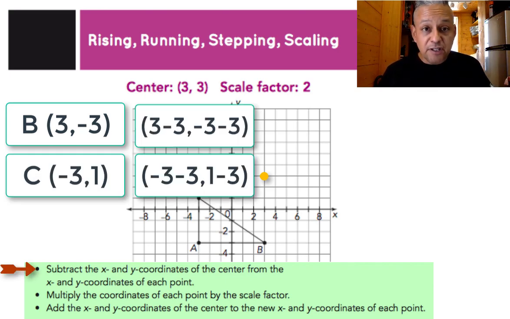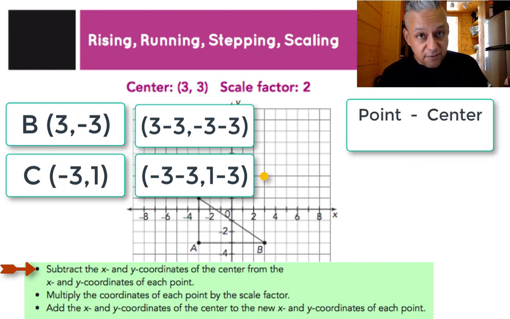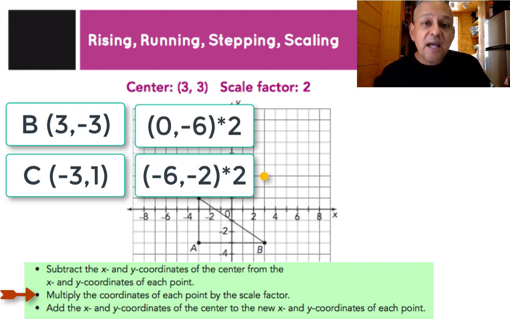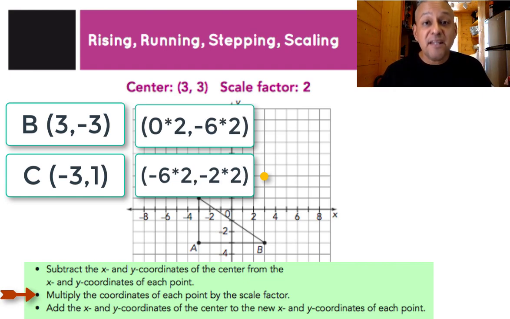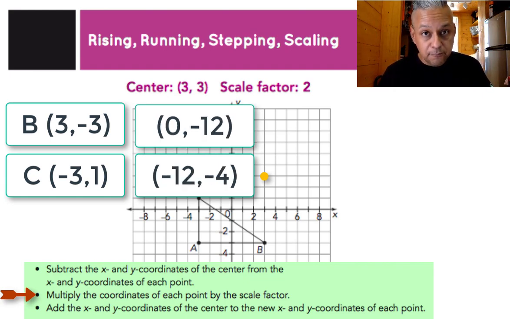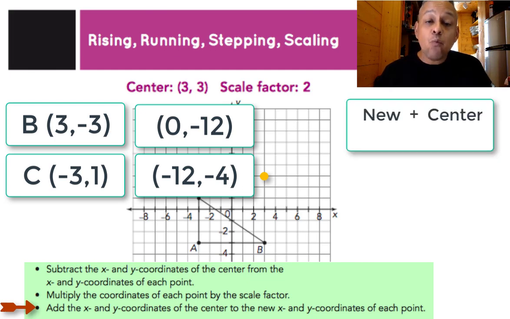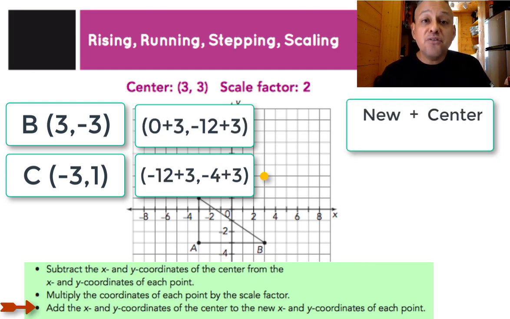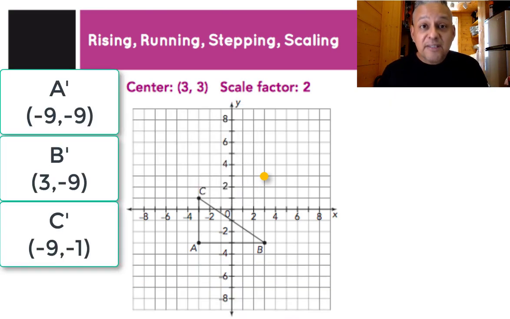So the first thing we're going to do is subtract the center from the point. So the point minus the center. Now we're going to get these new coordinates and multiply them by the scale factor. And again, our scale factor for this problem is 2. So we're going to multiply each one of these coordinates by 2. And now we're going to add the x and y coordinates of the center to the new x and y coordinates that we found for each point. So there you go. Now we have the new points for A, B, and C.